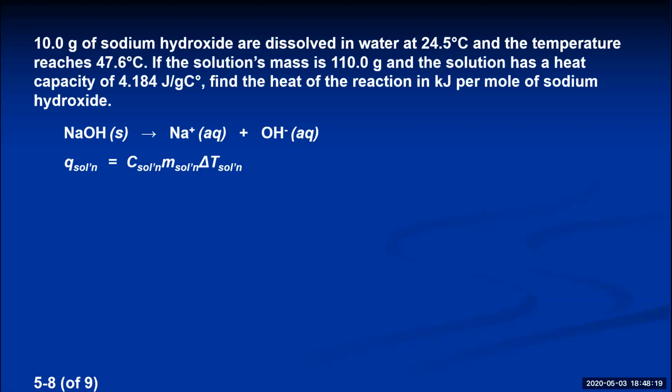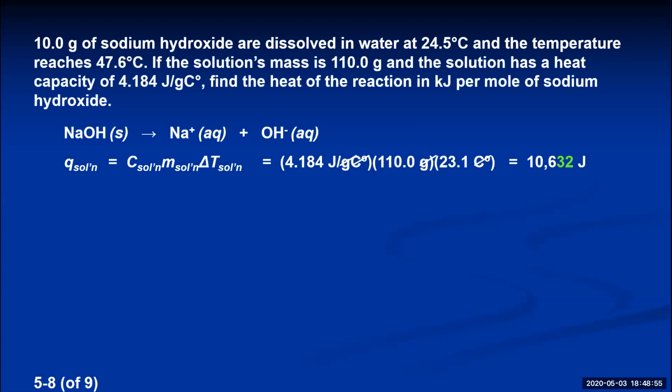So the heat gained by the solution, which is mostly water, will be the heat capacity, 4.184, multiplied by the mass of the solution, which is 110.0, multiplied by the change in temperature of the solution, which is always final minus initial. So 47.6 minus 24.5 turns out to be positive 23.1 Celsius degrees. The grams cancel out, the Celsius degrees cancel out, and we get our answer in joules. So we will have calculated that the water in this calorimeter absorbed, because it's a positive number, 10,600 joules.